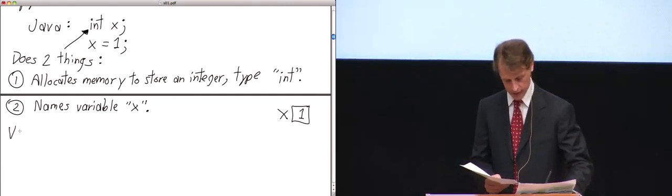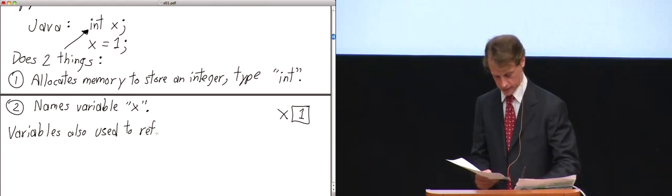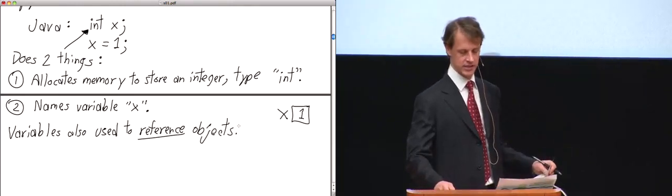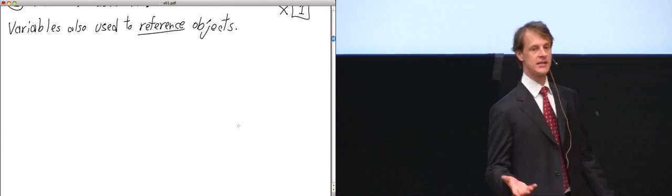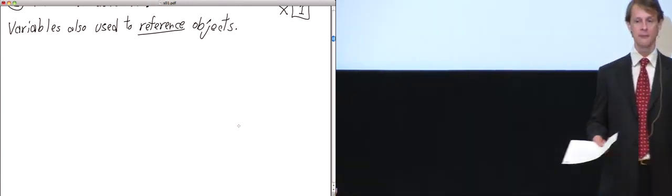I want to talk about another variable now. We can also have variables that are not just simple things like ints, but variables that are used to reference objects. So int is what's called a primitive type. It's just a box that stores a number, but when you want to do something more elaborate in Java, often you need to store objects. And there is a special kind of variable called a reference, whose job is essentially to point to an object.